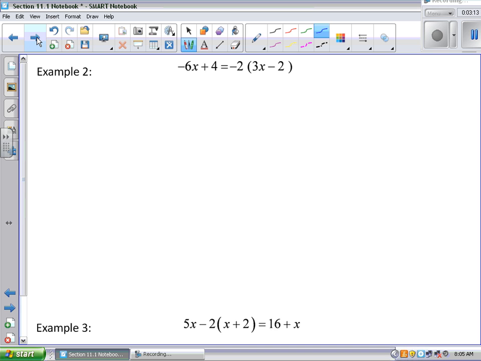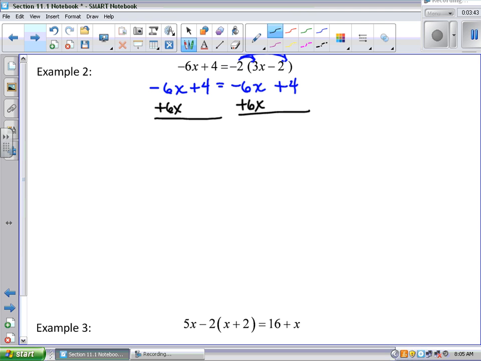Example number 2, negative 6x plus 4 equals negative 2 times 3x minus 2. Again, we need to start by simplifying. So we're going to distribute the negative 2, and I get negative 6x plus 4 equals negative 6x plus 4. To get all my x terms on the same side, I'm going to add 6x to each side. And this is starting to look pretty much like the last equation that we did.